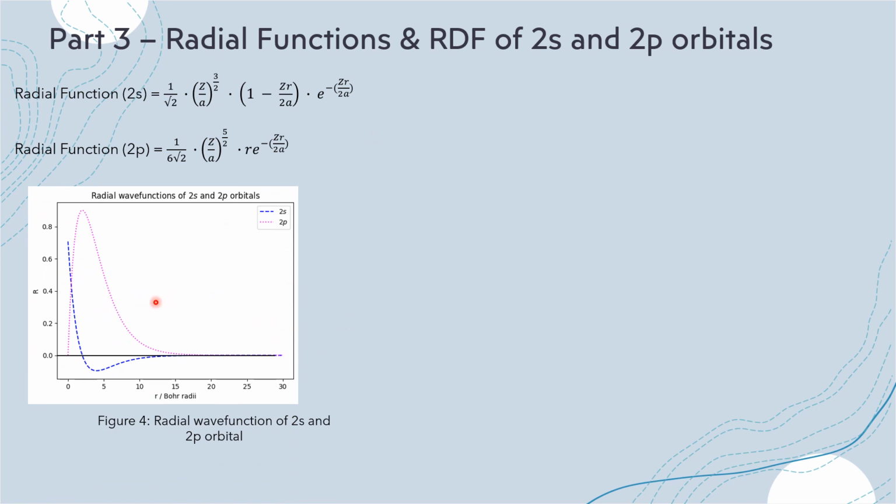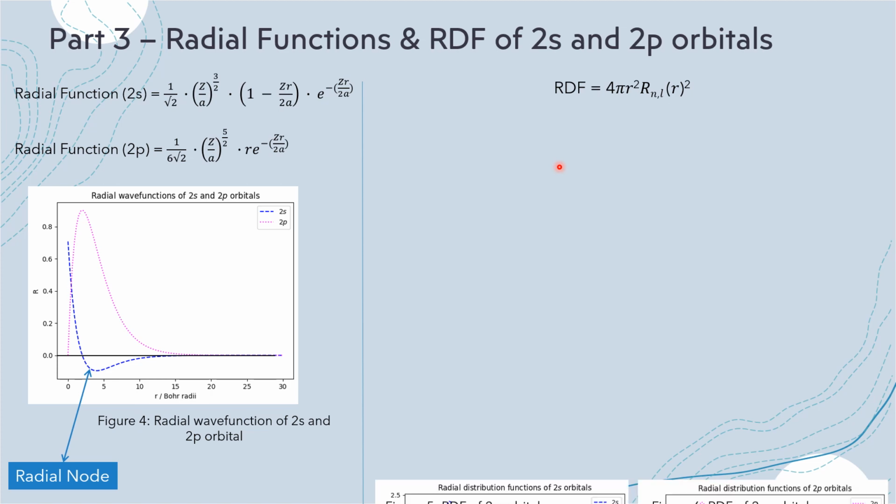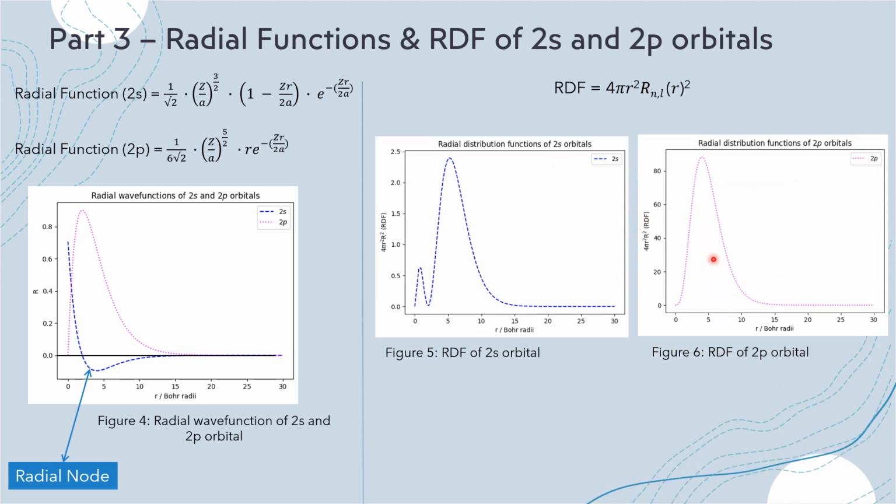As you can see, the magenta line has a single peak here, whilst the dark blue line represents 2s, and it also indicates a radial node as it goes below the radial function. From this, the radial distribution function, otherwise known as RDF, was then plotted to indicate the probability of finding an electron between the equilibrium distance and beyond within a given angular and radial function of the surface of a sphere, which is seen in figure 5 and 6. And the equation to calculate RDF is seen here.